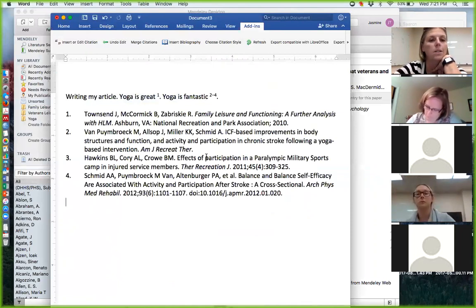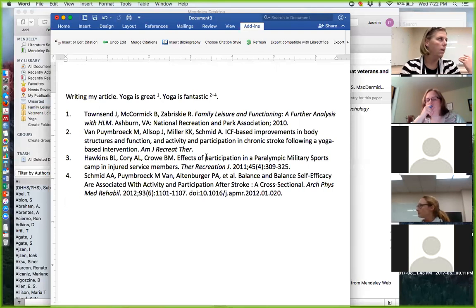Mendeley is awesome because it's cloud-based. So I have it downloaded on my computer, but you sign up for an account. And every time I do something on the Mendeley desktop on my computer, it updates it in the cloud. So if I don't have my laptop with me and let's say I'm working in the library on campus, I can just sign into mendeley.com.